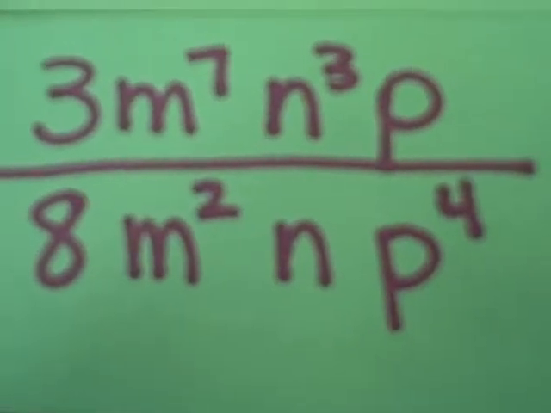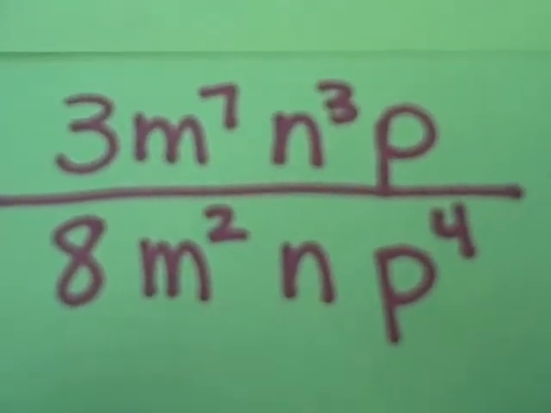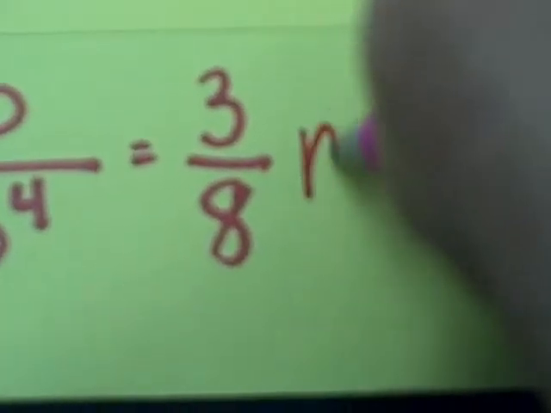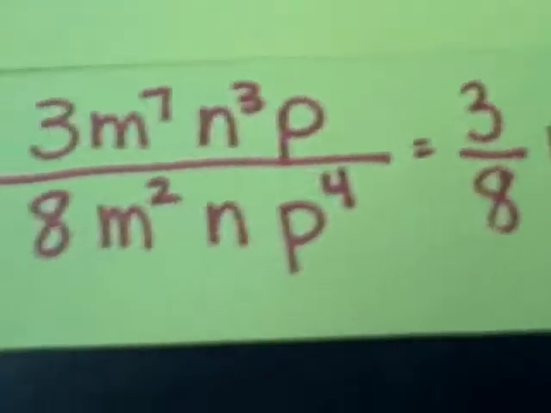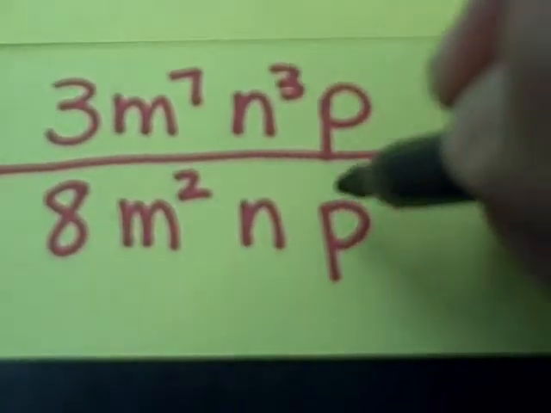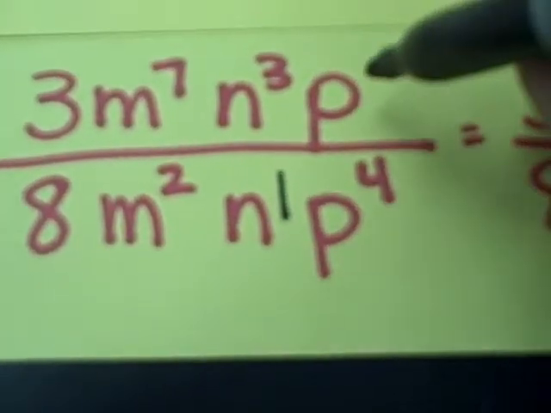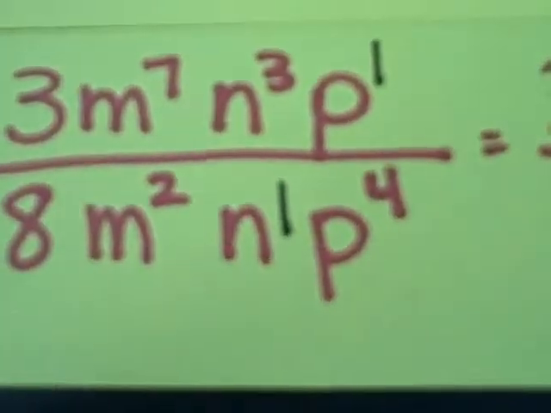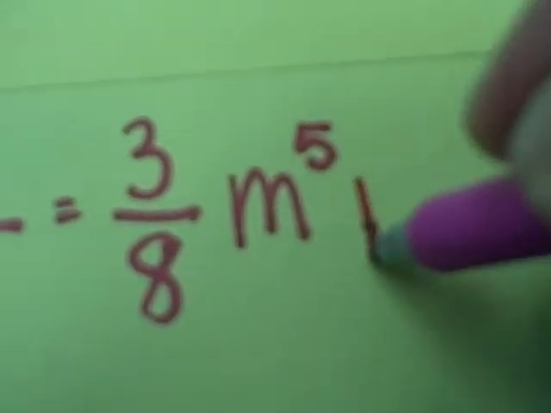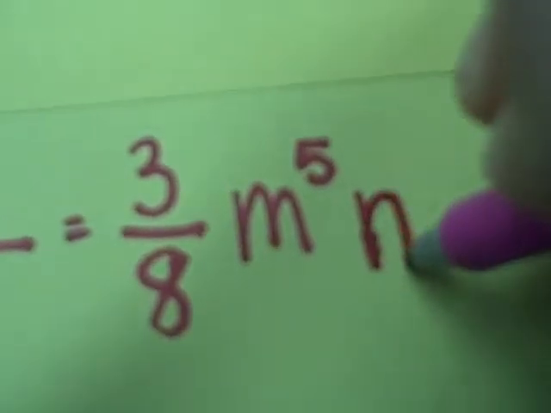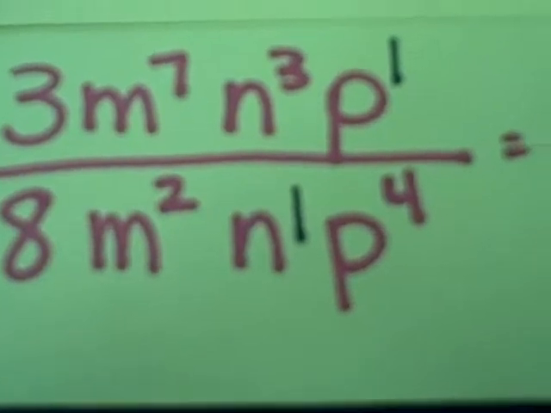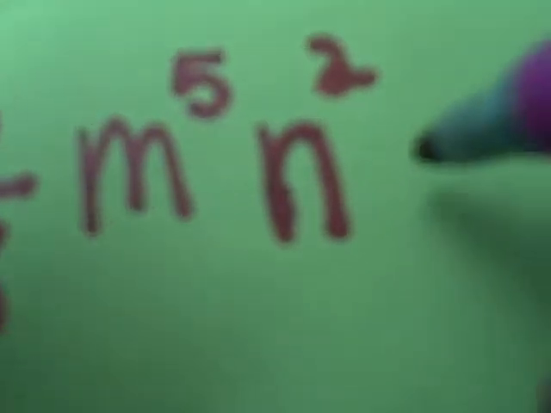Alright, so, here we go. What do we do with the m's? We subtract 7 minus 2, which is 5. N to the 3rd, we have to put in our 1s, which we should have done first. We have 1s there, 1s there. 3 minus 1 is 2. And finally, 1 minus 4 is negative 3.